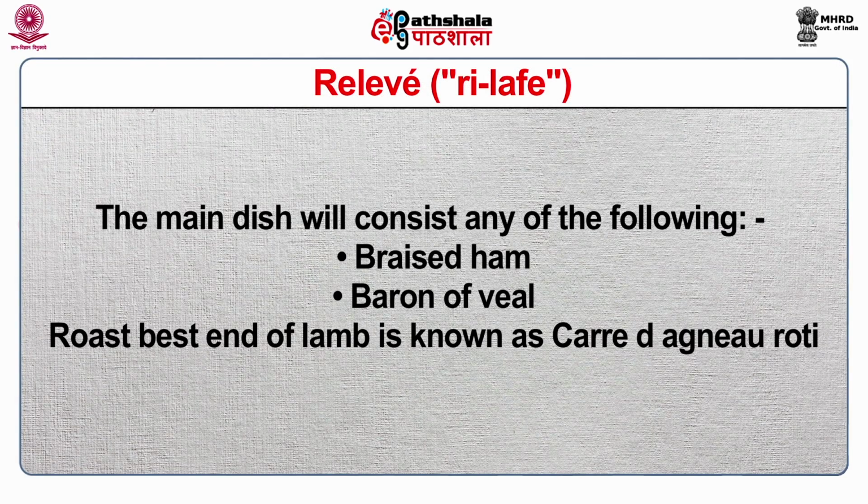These are usually bigger than entrees and known as butcher's joint, which need to be carved. Roasting is generally done for these joints. A roast gravy or a sauce with vegetables and potatoes are often offered with this preparation. It may include chicken, joint of lamb, beef, veal, duckling, fowl, tongue, ham, pork. The main dish will consist of any of the following: braised ham, baron of veal, roast breast of lamb, known as carré d'agneau rôti.